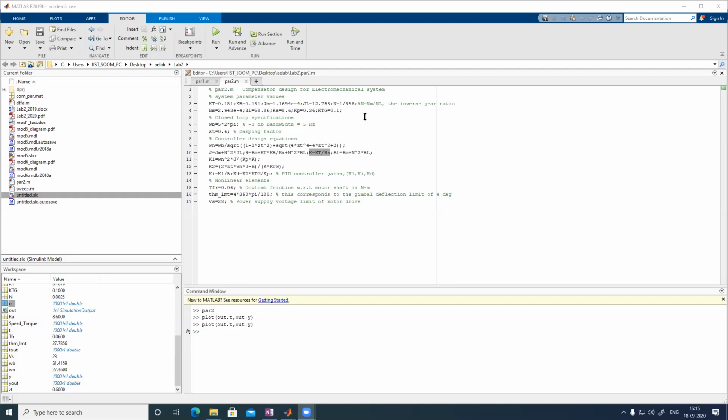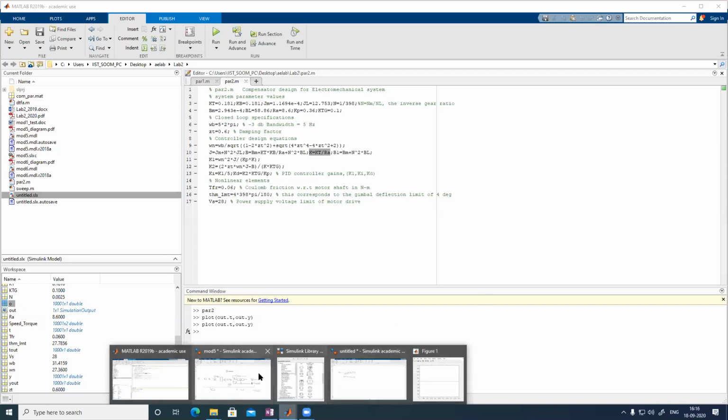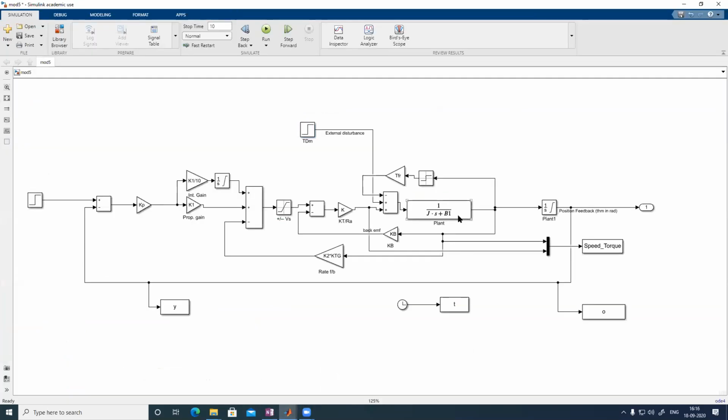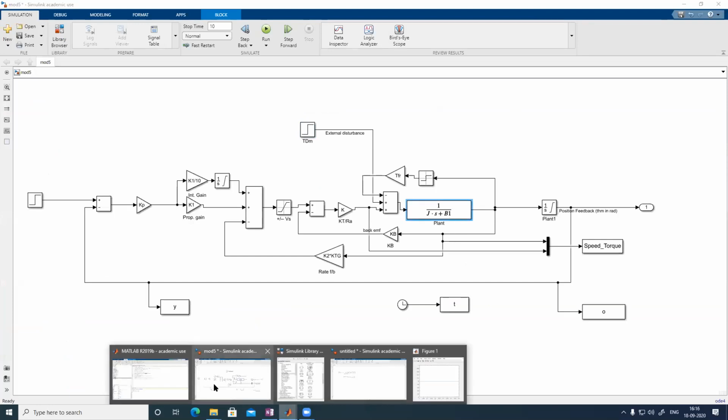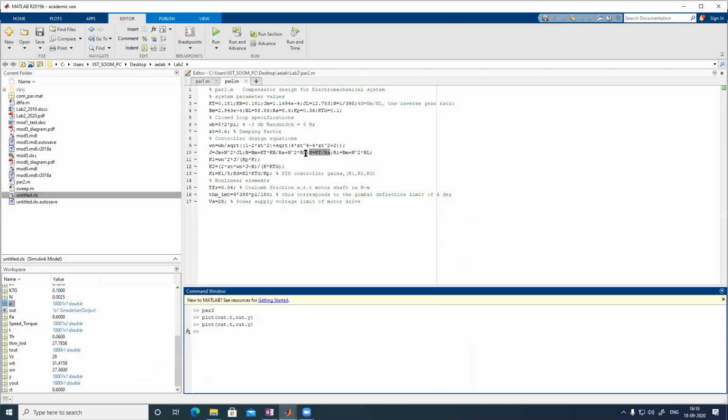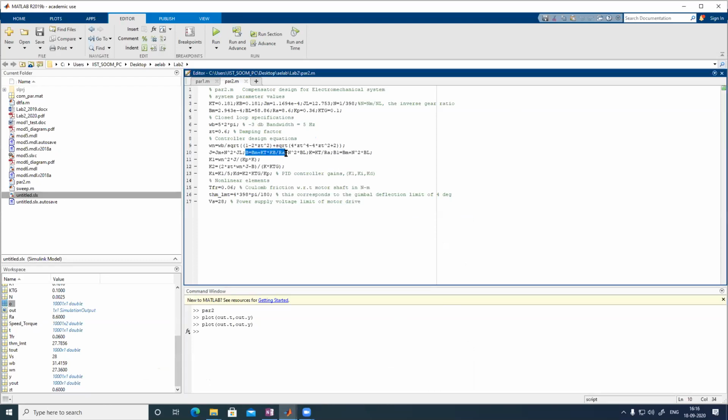The B1 value is the same as before? That B1, sir. Earlier you are having B, now this time we are removing that KT KV by RA. This B is having BM plus KT KV by RA plus NM by NL the whole square into BL. Now this KT KV by RA term is removed. That is BM plus N square BL only, B1.